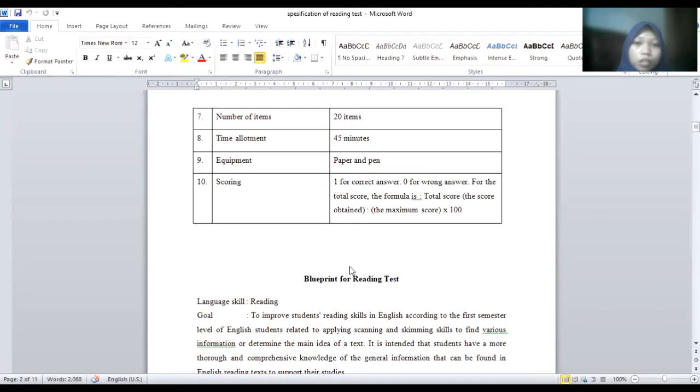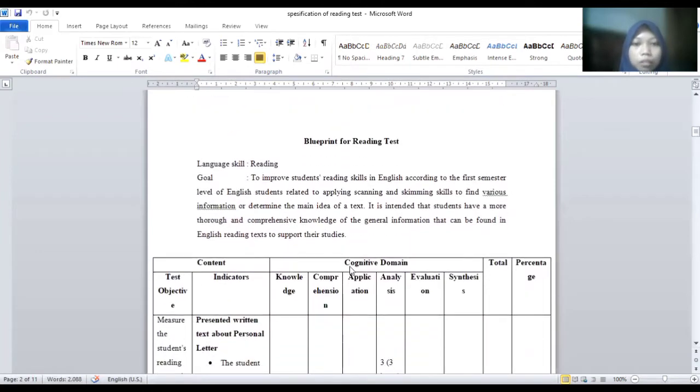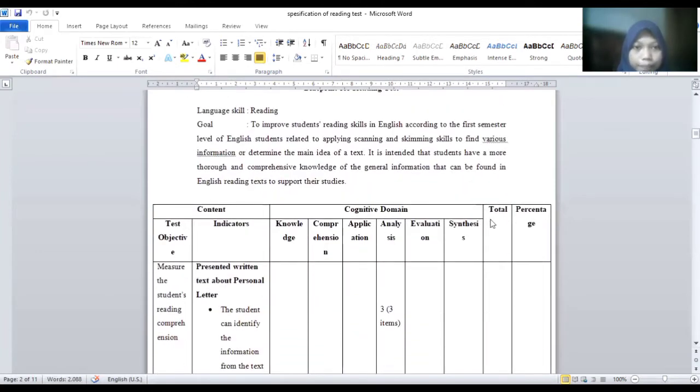So for the total score, the formula is the score obtained divided by the maximum score times 100. And this is the blueprint for reading tests. The goal is to improve students' reading skill in English according to the first semester level of English students, related to applying scanning and skimming skill to find various information or determine the main idea of a text.